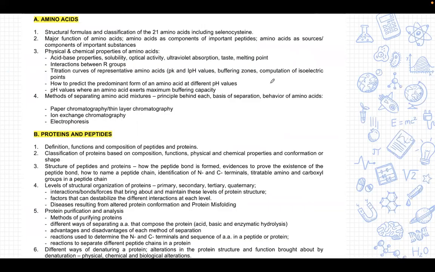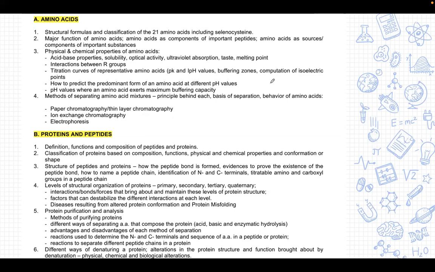So amino acids, alam niyo naman, ang pinaka-amino acid na alam natin is 20 talaga. But according to some updates, structural formulas and classification, 21 na daw siya. It includes the selenocysteine. But if you're going to ask, or I will be asking you kung ilan pa ba talaga ang amino acid, 20 pa din. Stick pa rin tayo sa 20.